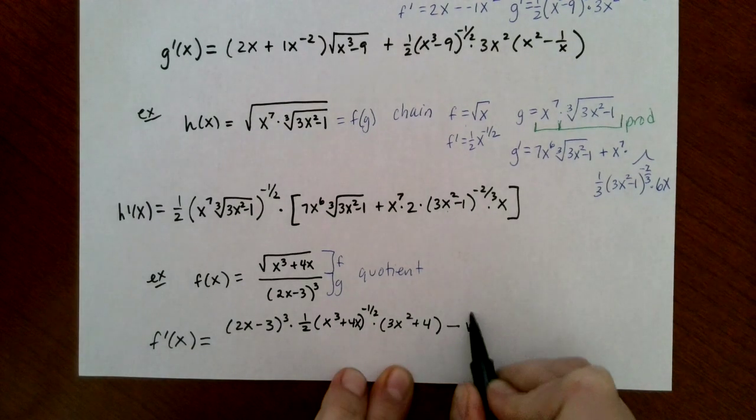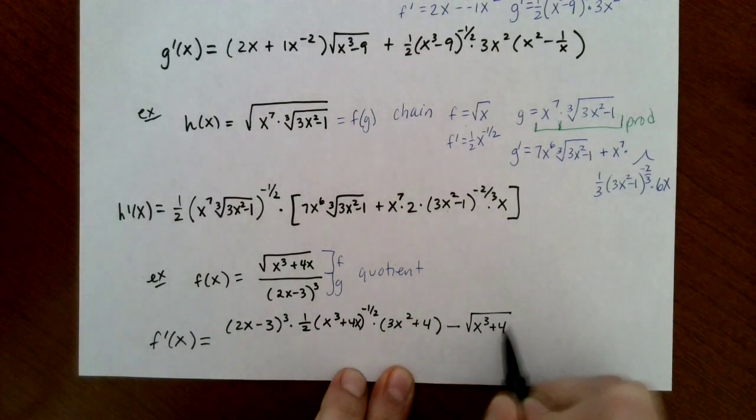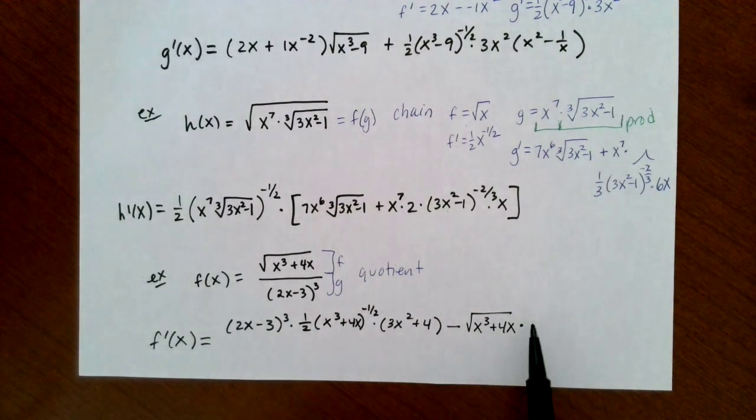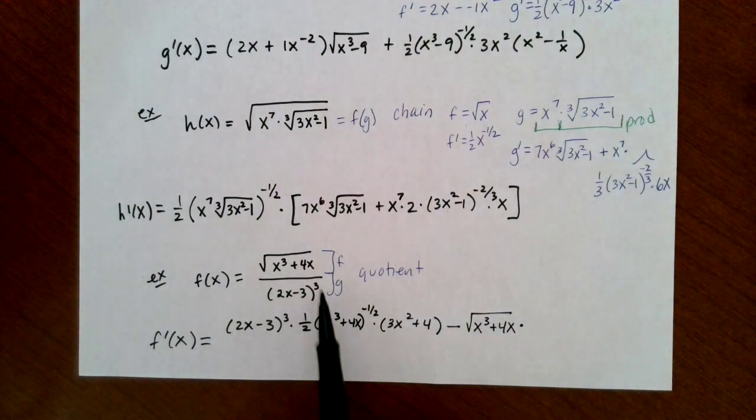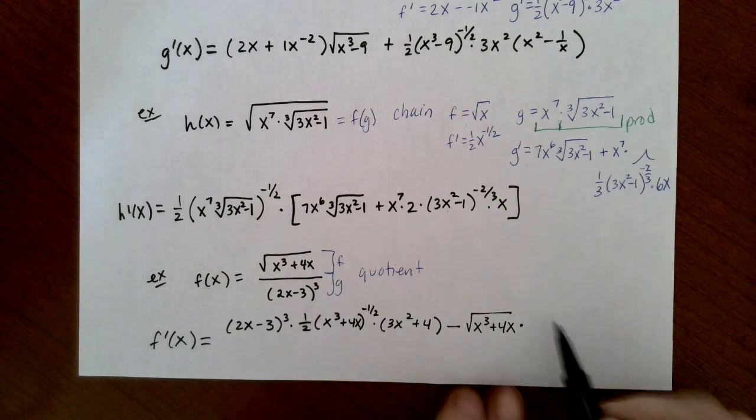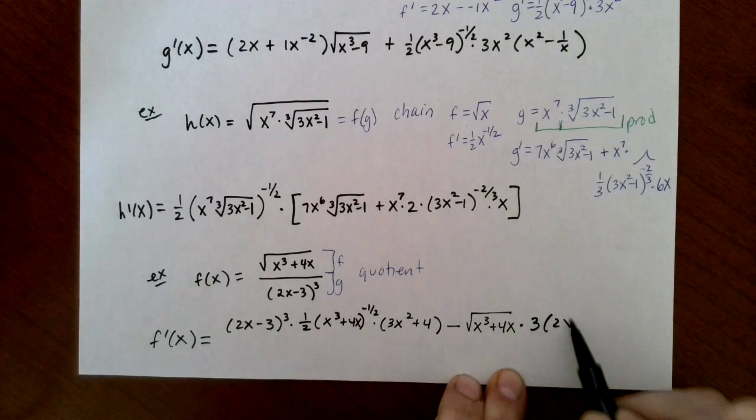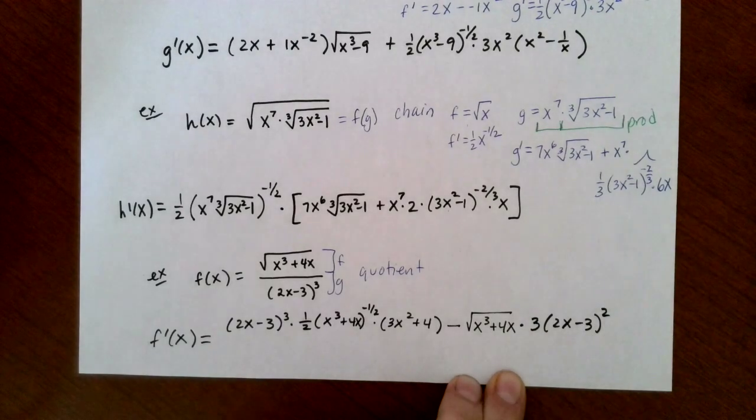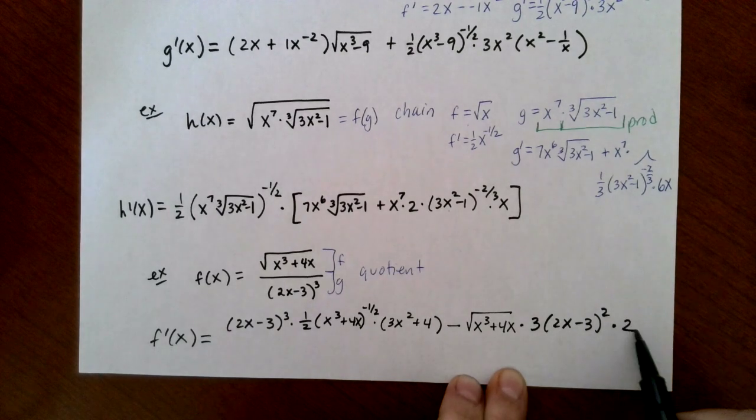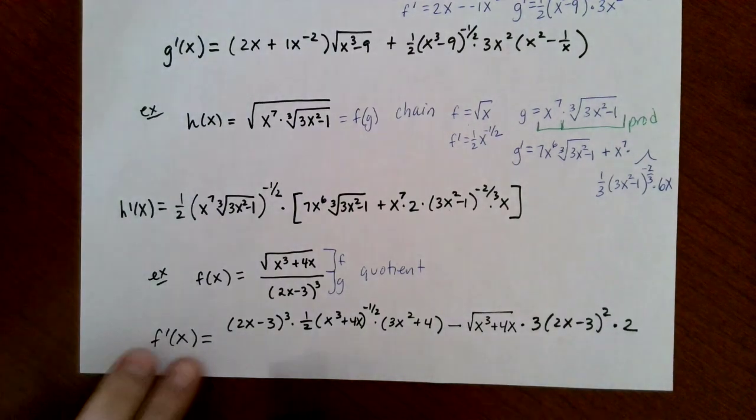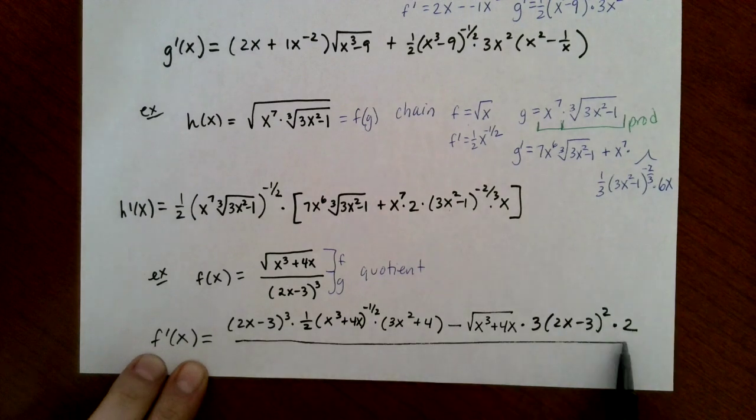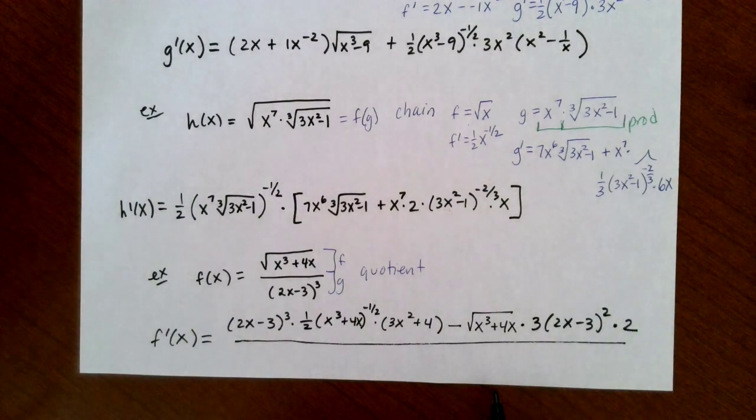minus high d low. So now in this spot, I need the derivative of this denominator. It's a bunch of stuff raised to the third power. So I'm going to do the chain rule where the outer function is the cubed function. So I have outer prime of inner times inner prime, which is just 2 as the derivative of 2x minus 3. Almost there. So this is all over the square of what's below. So it's all this squared.